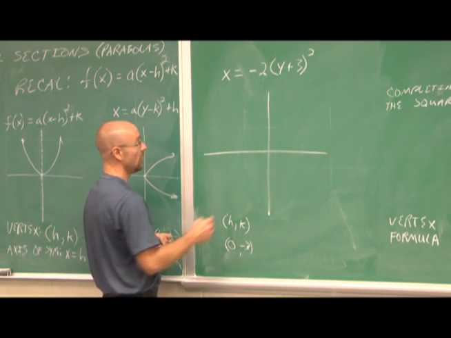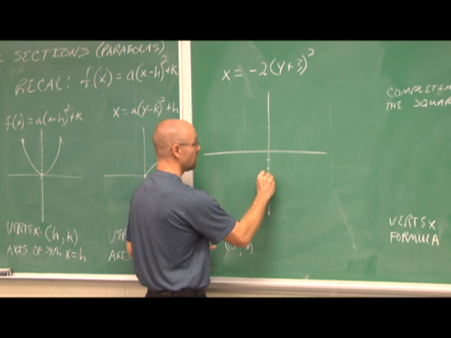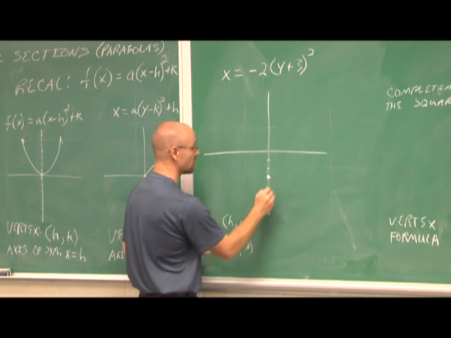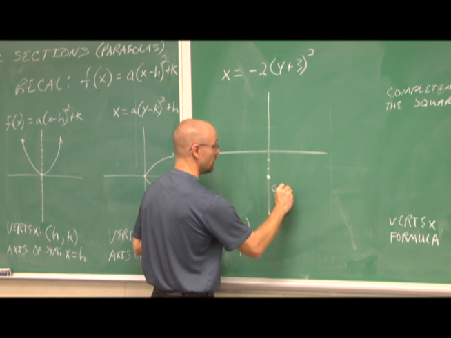Let's go ahead and graph that. X is 0, y is -3. So that's my vertex, (0, -3).